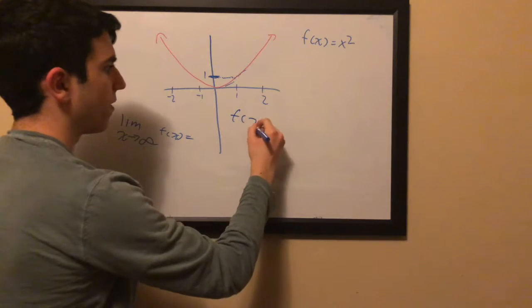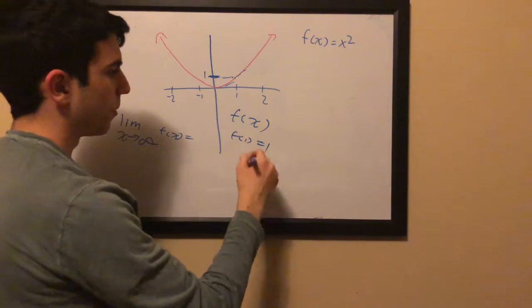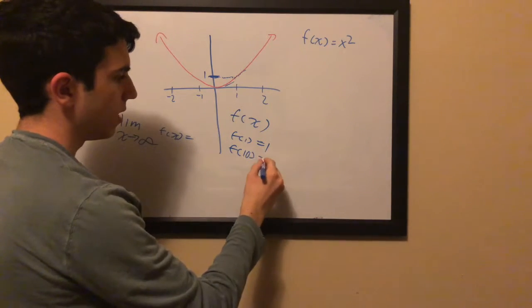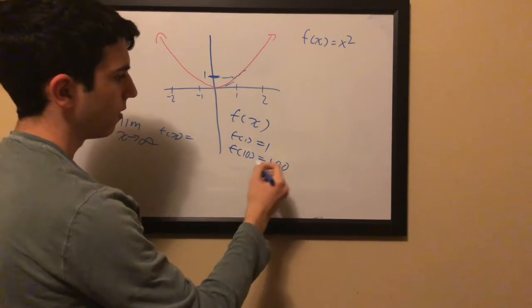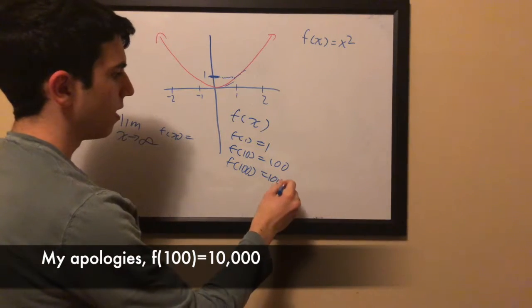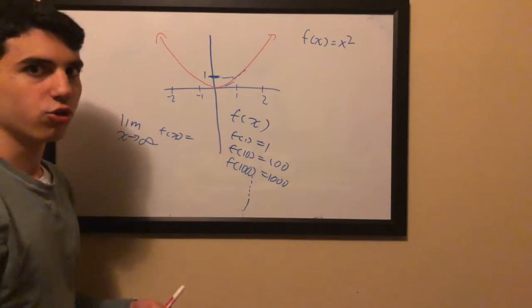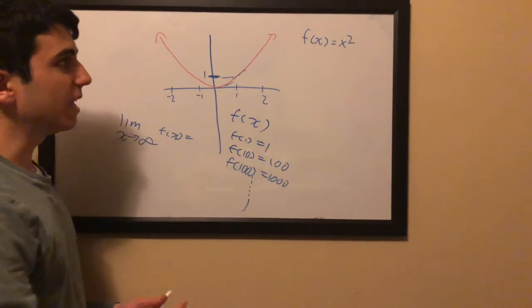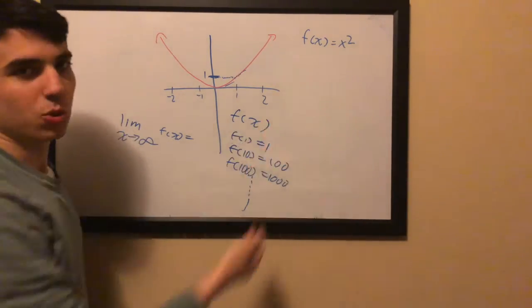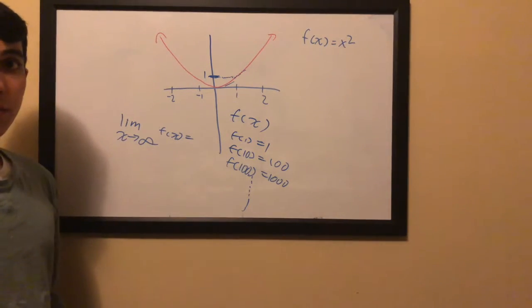So f of 1 equals 1, let's step it up a bit. F of 10 equals 100. F of 100 equals 10,000. And if we keep going, we're going to get larger and larger values infinitely, because all we're doing is squaring the number. We're just making it larger by multiplying it by itself.